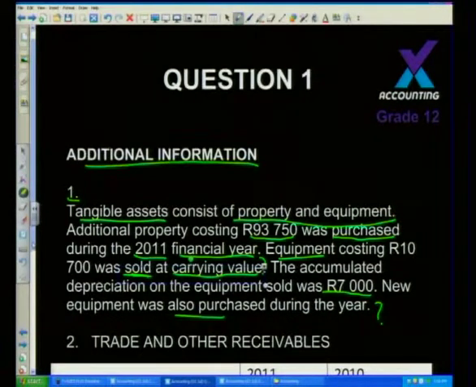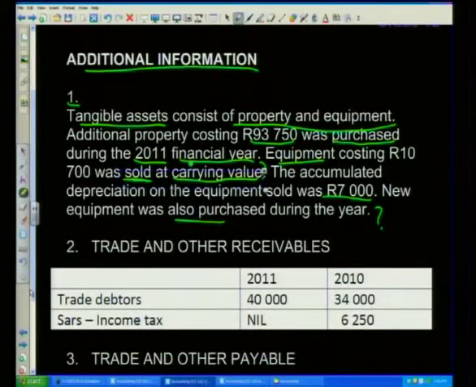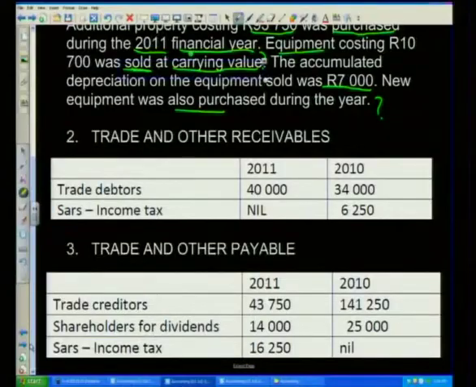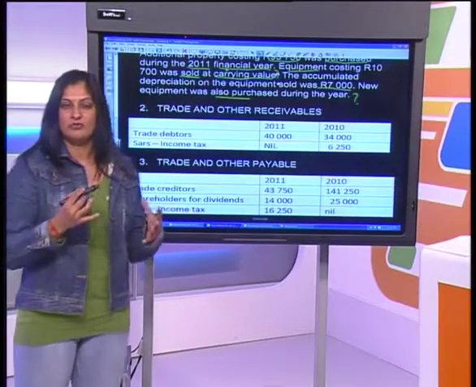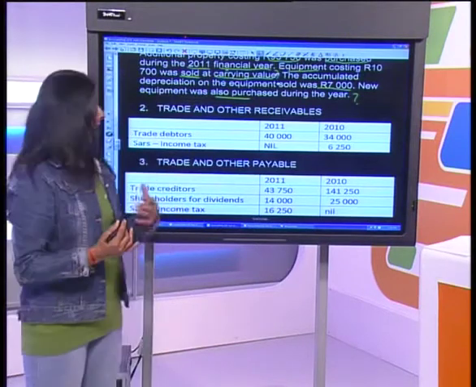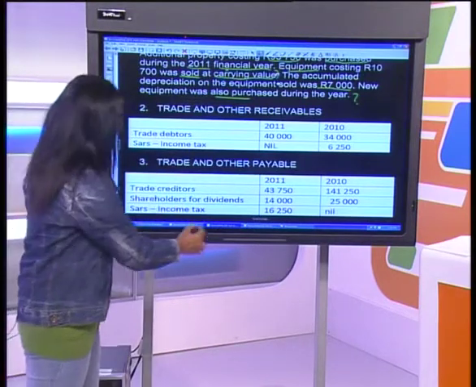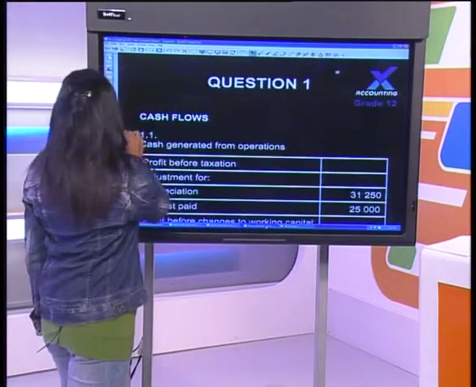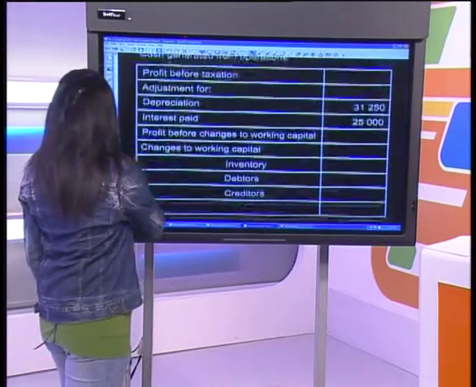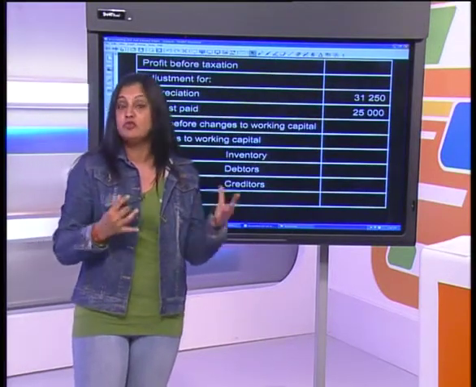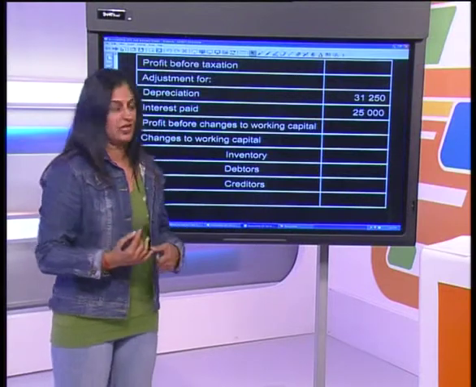Next bit of additional info, we've got trade and other receivables that is given to us, and then, guys, trade and other payables. Right, we've gone through the entire question. Now we're ready to begin with our very first question. So let's just get out that answer sheet. And guys, please remember, text, type, find out if there's any calculation that you're not sure of. Remember, we're here to help.